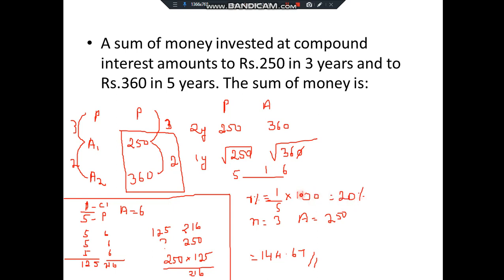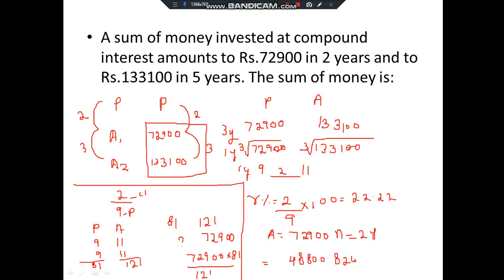Now you have got the rate percentage as 20%. Now take the unknown value, principal, which we'll have to find, where your amount is 250 and the number of years is 3 years. Now substitute the values, go with the fraction method, you can find the answer as 144.67. You try it by yourself. Okay, see the next question, guys. This you try by yourself using the previous concept, the same concept.